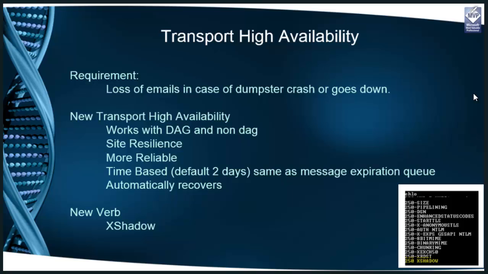So the new transport high availability works with DAG and non-DAG, both environments. So in the DAG environment, the DAG will be the transport boundary, and it can go to any number of sites in terms of high availability. But in the non-DAG environment, it will be restricted to the AD site. So if the AD site goes, you cannot recover those messages. But in case of DAG, if you have configured a DAG, then you can definitely recover those messages. Then we have site resiliency, which means that you can definitely go beyond one site. So new transport high availability provides going to different sites and still be able to recover.